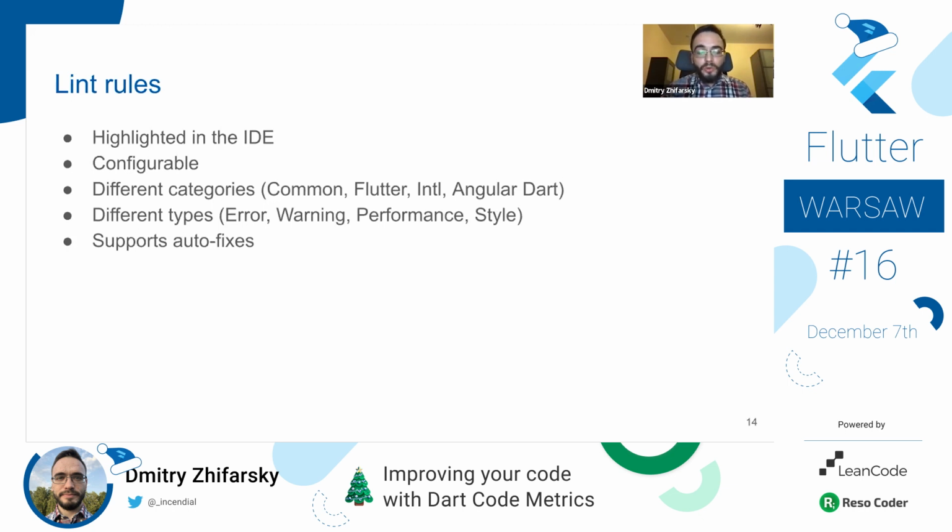Our rules support different categories like common, Flutter, Intl, Dart, Angular, and we actually think about adding more rules. So if you have any ideas how we can have rules, for instance, for provider, for bloc, for any other package, we will be happy to add package-specific rules, because it's really important to have stable best practices in the community, as we think. And our lint rules support auto fixes, some of them. Unfortunately, there is no way to auto fix rules from the CLI, but we will talk about this later.